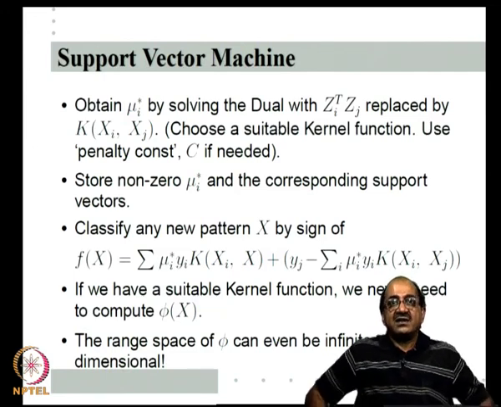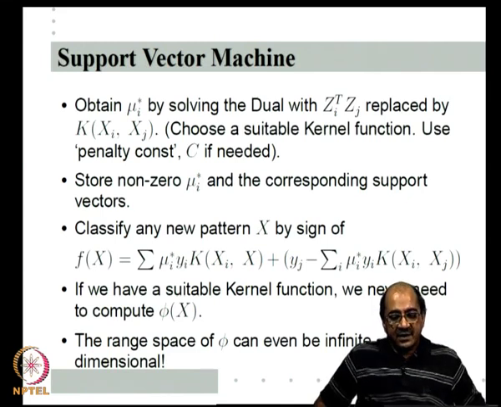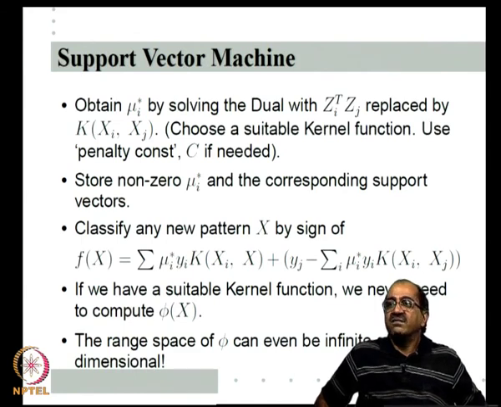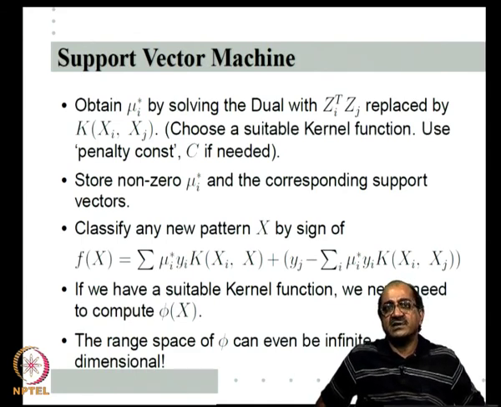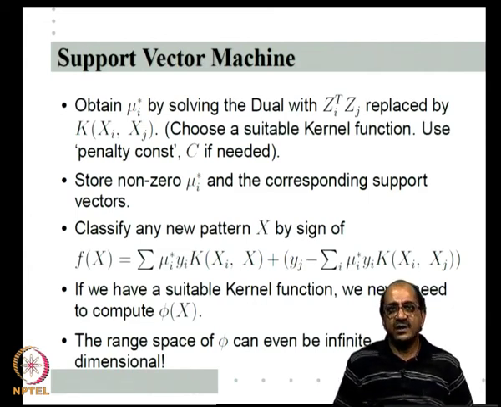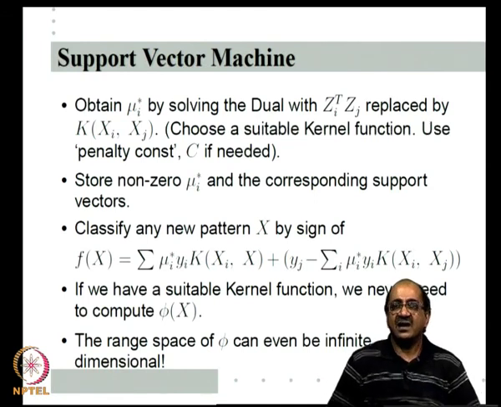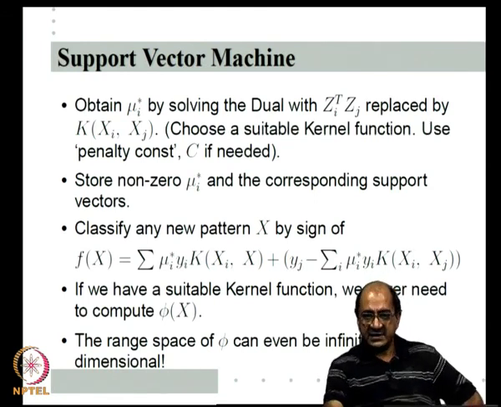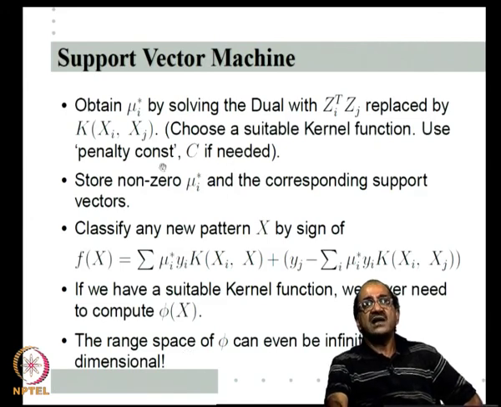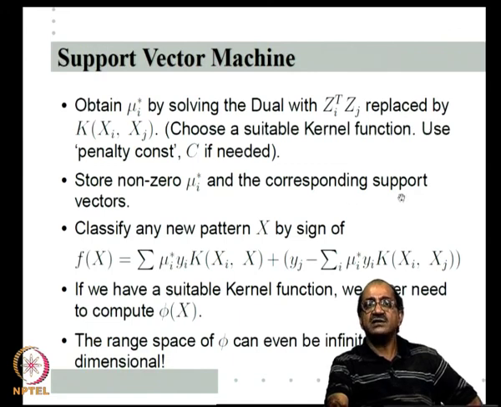So, what is the final support vector machine idea? It is that I obtain mu_i stars by solving the dual where x_i transpose x_j, or z_i transpose z_j, is replaced by k(x_i, x_j). That is, essentially choose a suitable kernel function and use a penalty constant C if needed. Using a penalty constant is simply putting an upper bound in solving my dual optimization problem. So, I will just throw in a C and choose some suitable kernel function. We will see what are suitable next class. And I solve the dual. Once I solve the dual, I store all the non-zero mu_i stars and their corresponding support vectors. Now, that is my support vector machine.